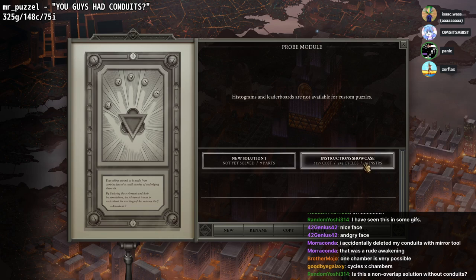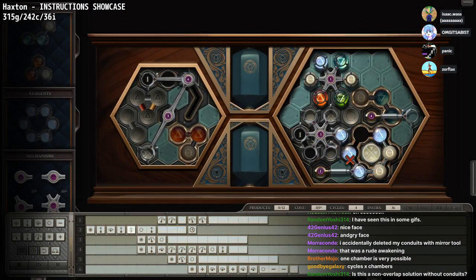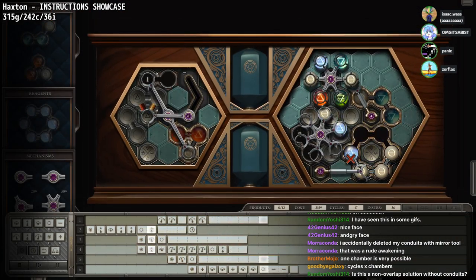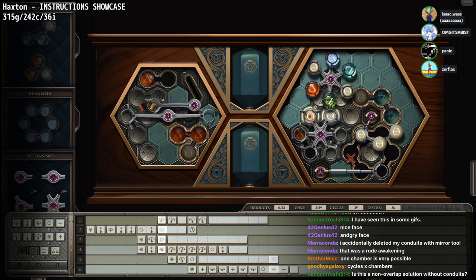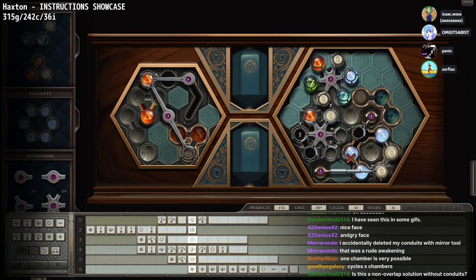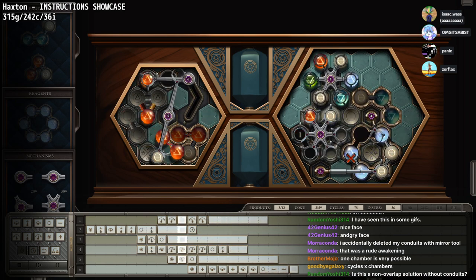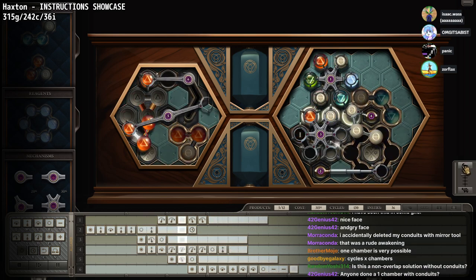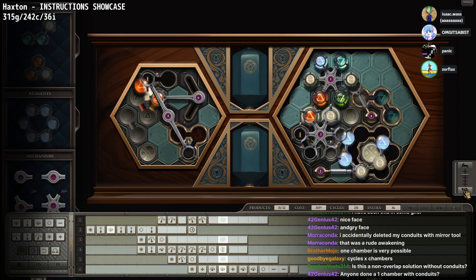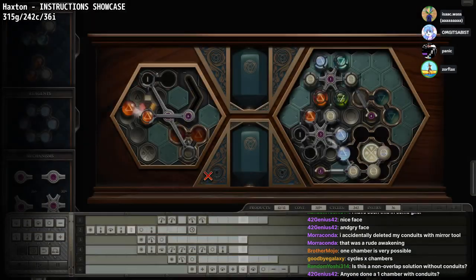Next up, we have an instruction showcase from Haxton. This is 36. Whoa, somebody beat this. Wasn't the Irrational Guys' 21? Yeah, I think so. That might still be the mock debate as these get put on the leaderboard eventually.